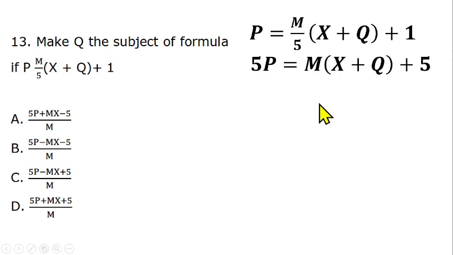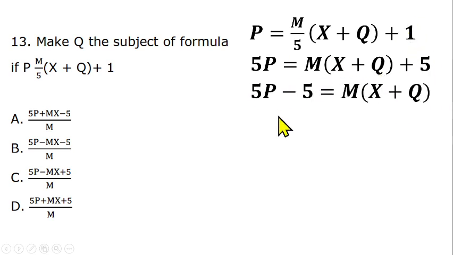The first thing to do is to multiply through by 5. Multiply through by 5, that will give us 5p. Then if you multiply this one by 5, the 5 will take care of the 5 in the denominator. You have m into s plus q. Multiply this one by 5, you have plus 5. Then from there, take 5 to this side. You have 5p minus 5 equals m into s plus q.